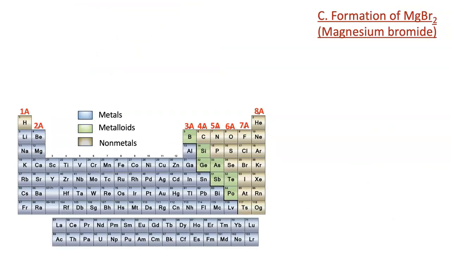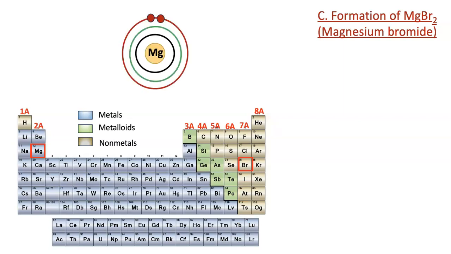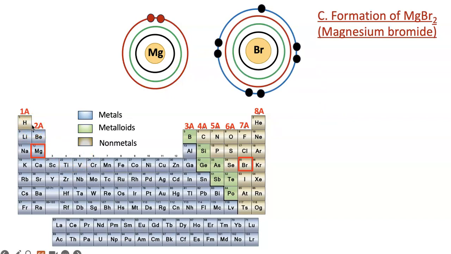Part C, let's look at the formation of a new compound. It's not MgBr2, I'm sorry, it's just MgBr. Magnesium bromide. So magnesium is over here, bromine is over there, in two different rows in the periodic table. So here's magnesium with 3 shells with 2 electrons since it's in group 2A, and bromine has 4 shells and it has 7 electrons in shell 4.